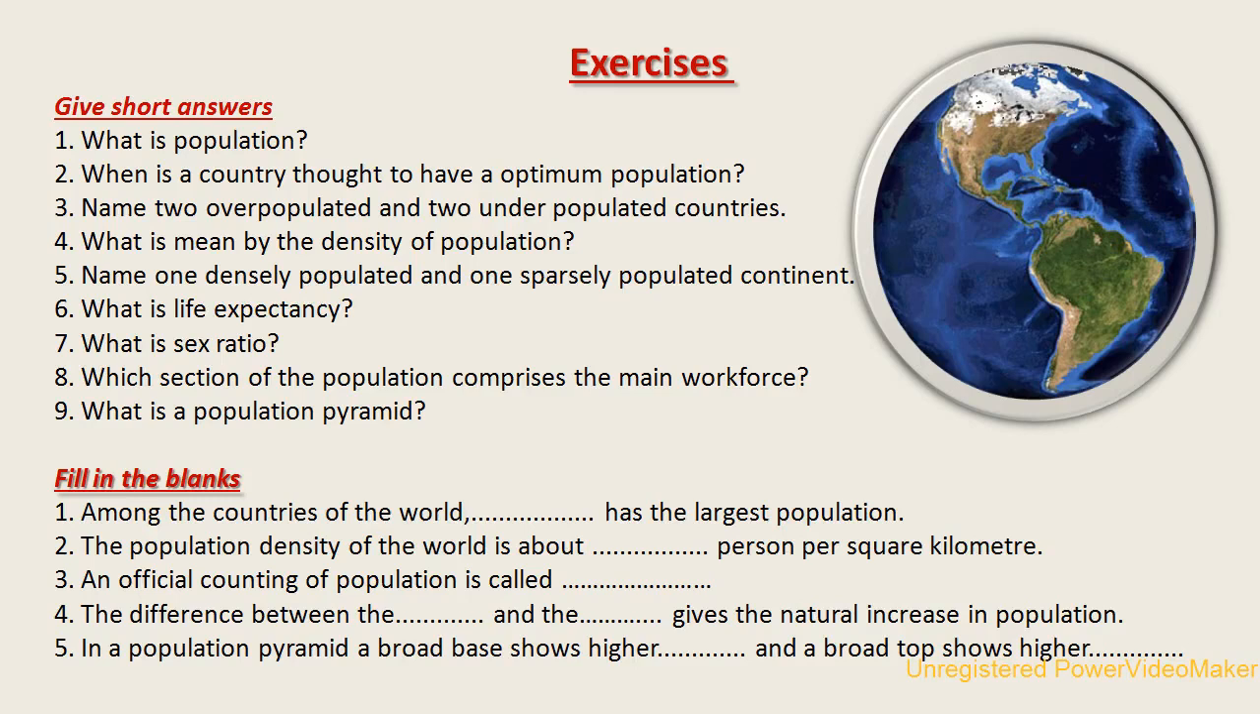So some fill in the blanks for your practice. First one, among the countries of the world, dash have the largest population. Second one, the population density of the world is about dash person per square kilometer. Third one, an official counting of population is called dash. Fourth one, the difference between the dash and the dash gives the natural increase in population. Fifth one, in a population pyramid, a broad base shows higher dash and a broad top shows higher dash.